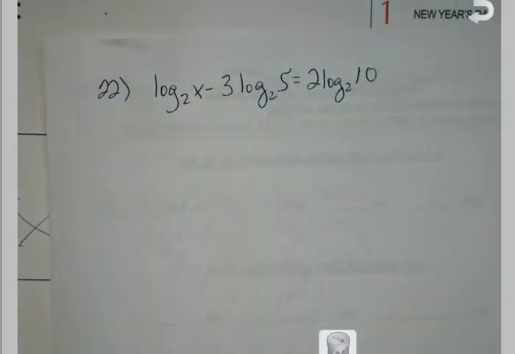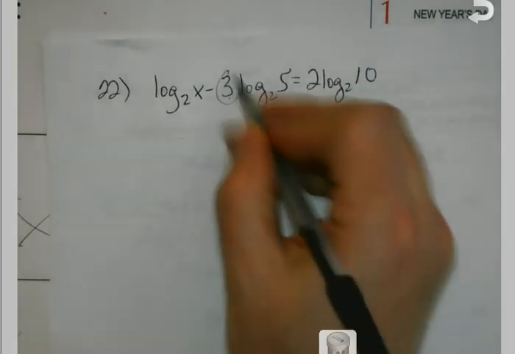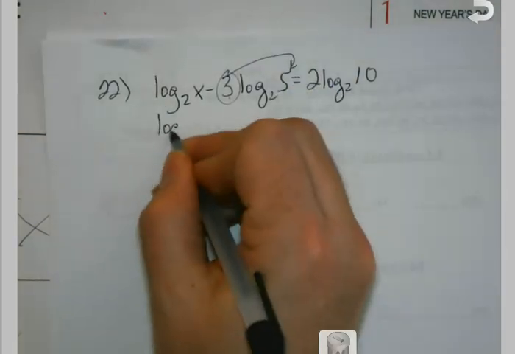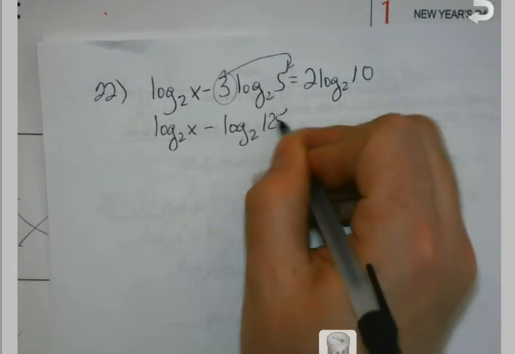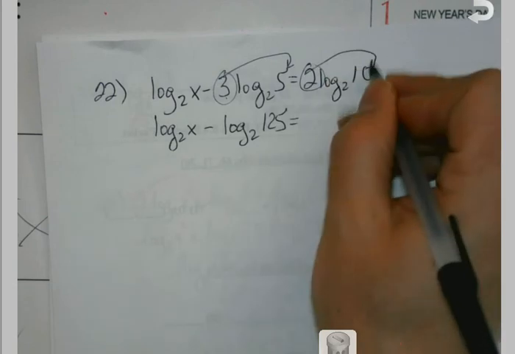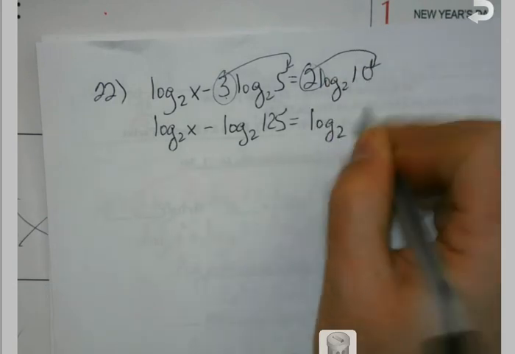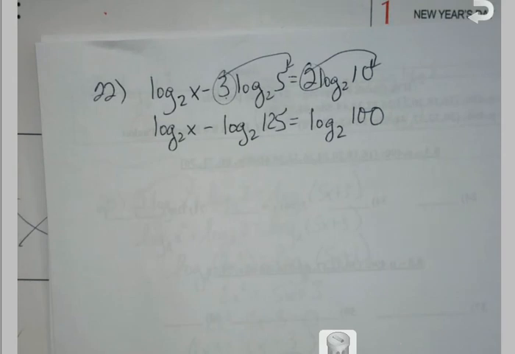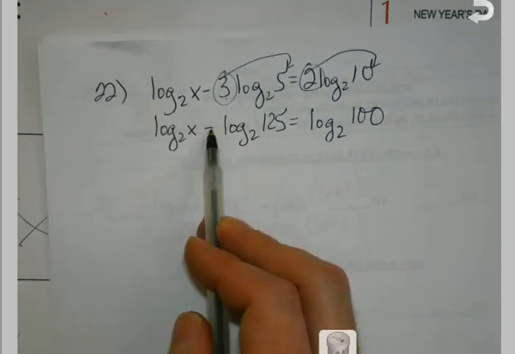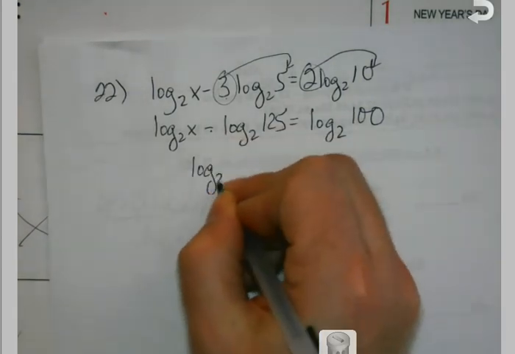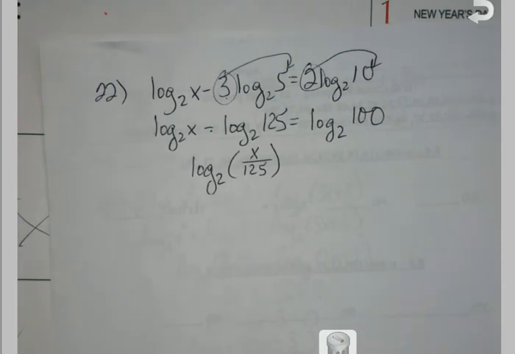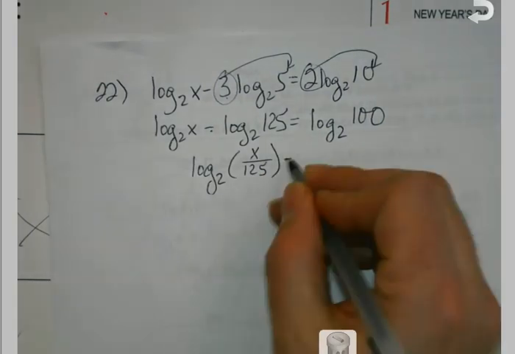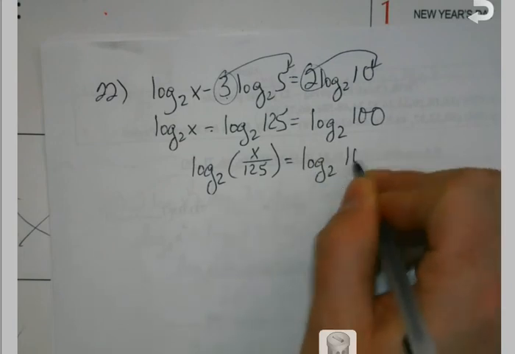So I get here and I say, okay, let's see. Coefficient becomes exponent. And 5 to the third is 125. Coefficient becomes exponent. 10 squared is 100. And I'm just going to try to keep condensing things. Subtract is division. So log base 2 of x over 125 equals the log base 2 of 100.